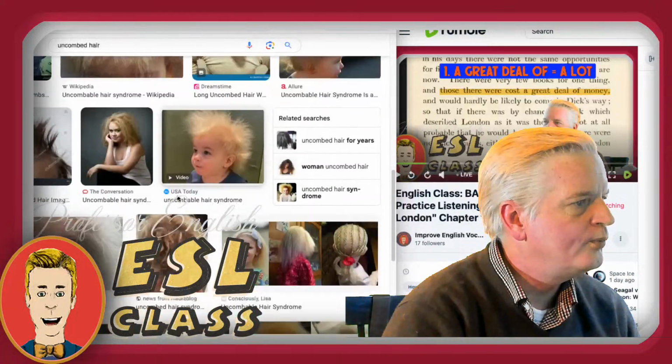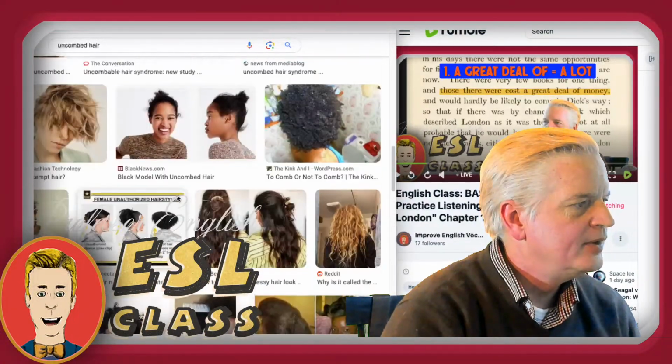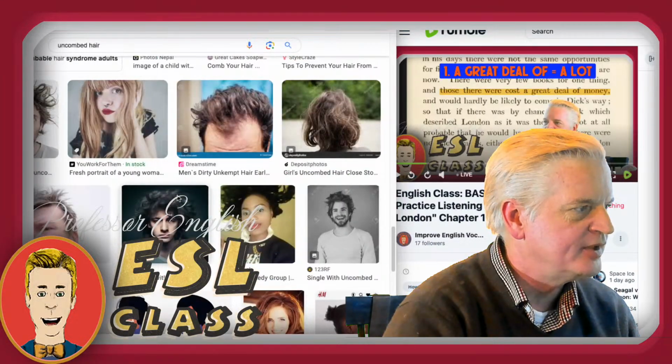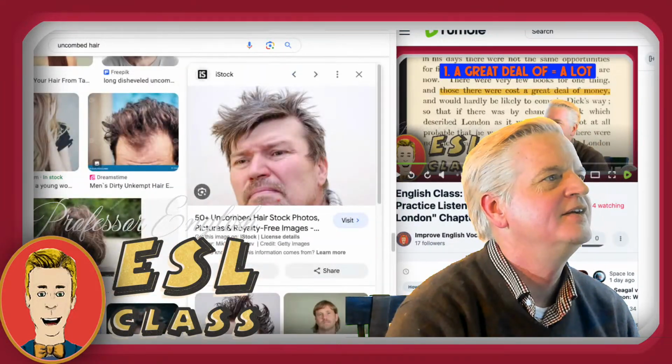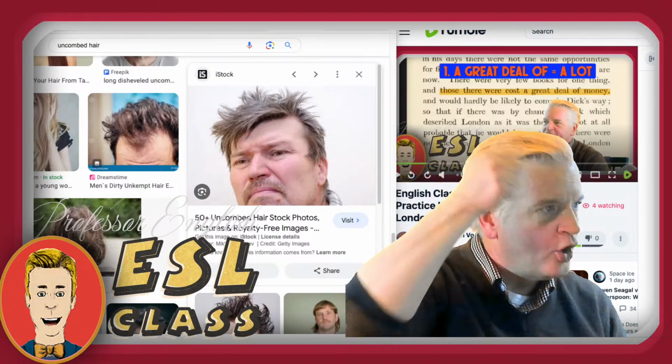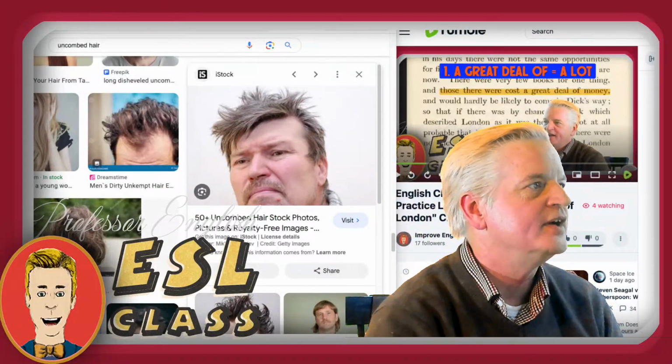Okay, maybe trying to find a good example of this. These are all people that look like they're doing it on purpose. Okay, maybe this guy. So this is uncombed hair. It means he didn't comb his hair. Uncombed hair.